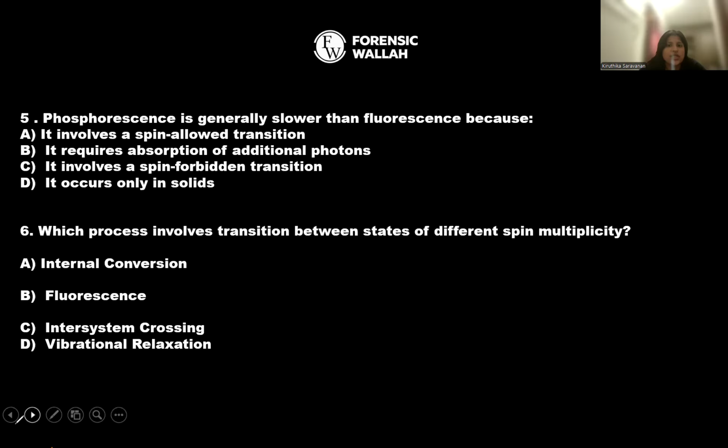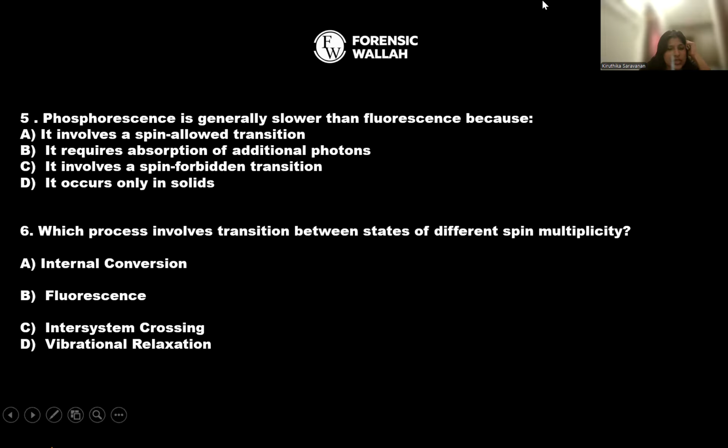Next, phosphorescence is generally slower than fluorescence. It is because of the spin forbidden transition. In case of phosphorescence, a spin change is involved, while in case of fluorescence, there is no spin change. Because of this spin forbidden transition only, phosphorescence is generally slower than fluorescence.